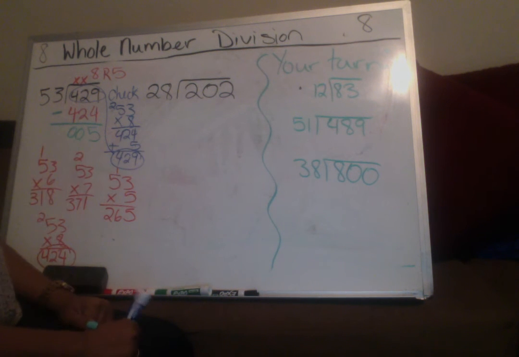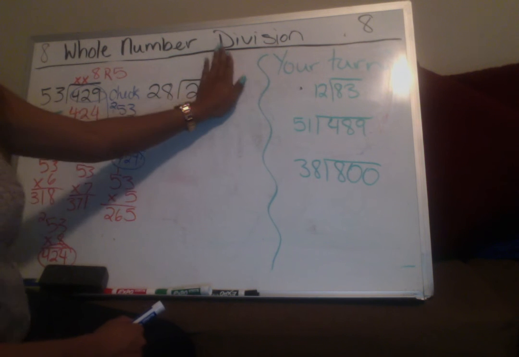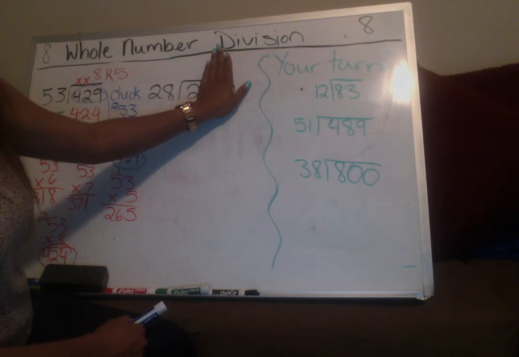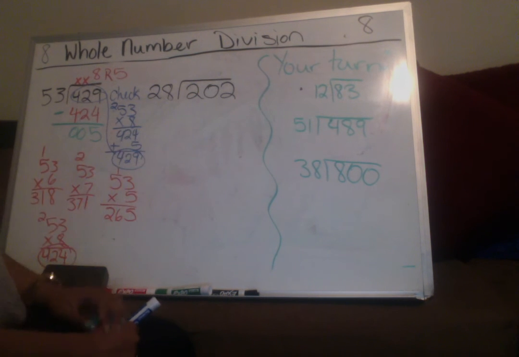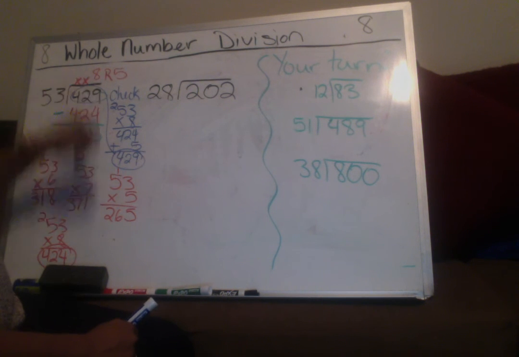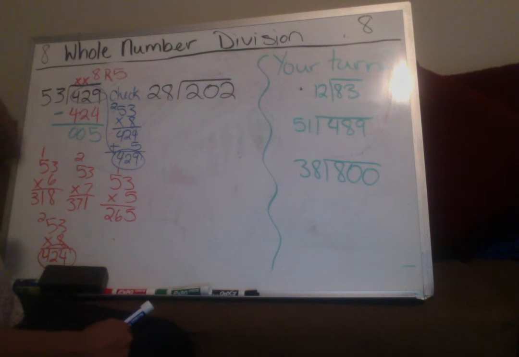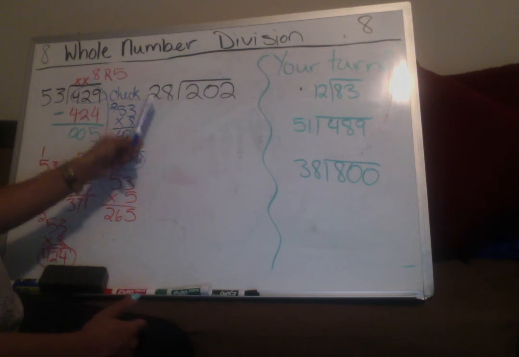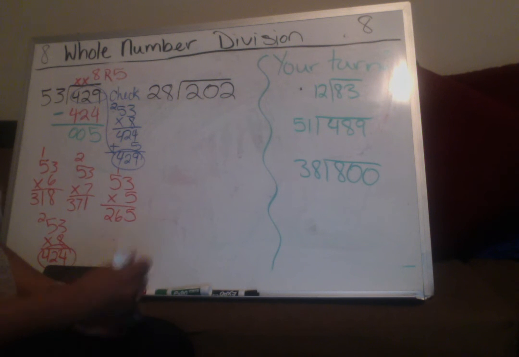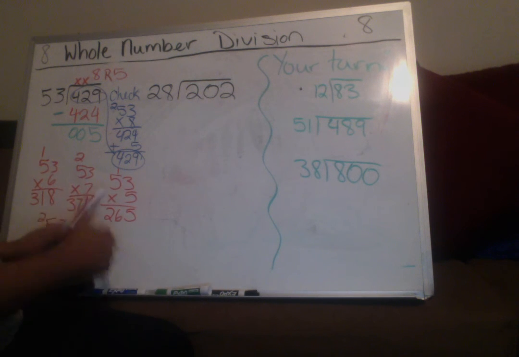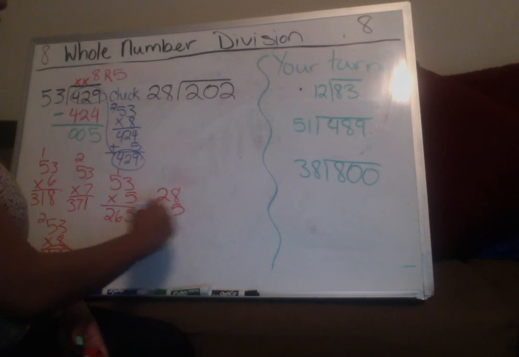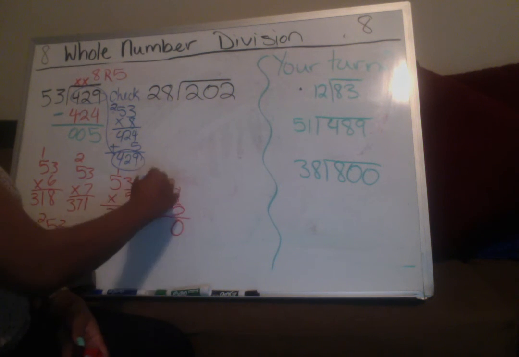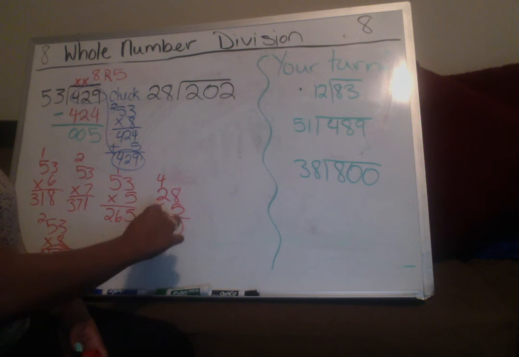Okay, 28. Can I put 28 into 2? Nope. Into 20? Nope. So we need to do 208. This is where the one digit quotient is coming from. One digit. I feel like I'm talking fast. So we'll start with 28 times 5. 8 times 5 is 40. 5 times 2 is 10. Plus 4 is 14.